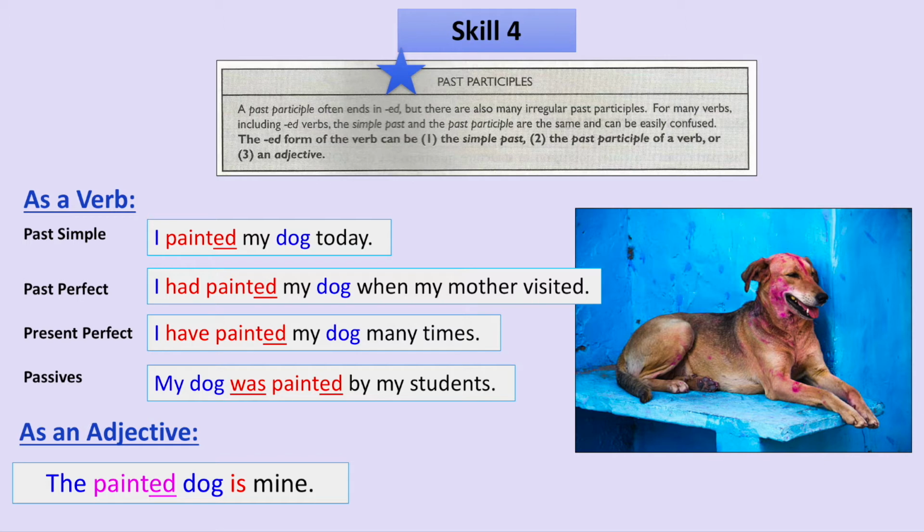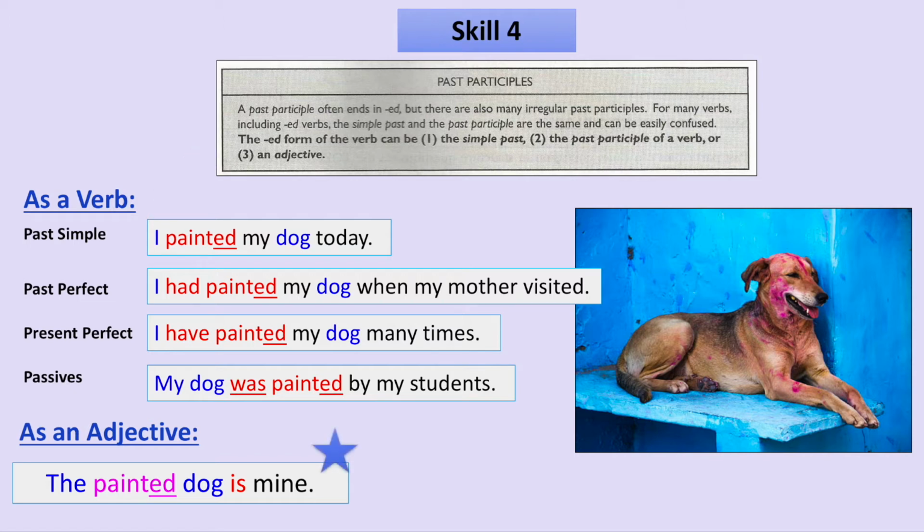For many verbs, including ed verbs, the simple past and the past participle are the same and can be easily confused. The ed form of a verb can be 1. The simple past, 2. The past participle of a verb, or 3. An adjective. A past participle with an ed ending could be used as a verb in past simple, past perfect, present perfect, or in passive sentences.